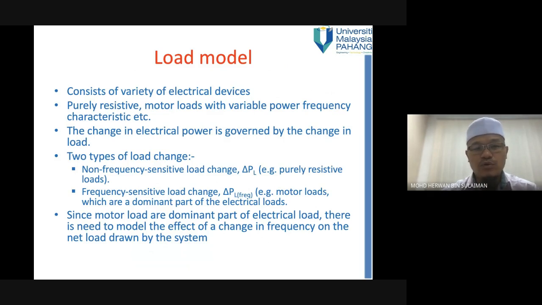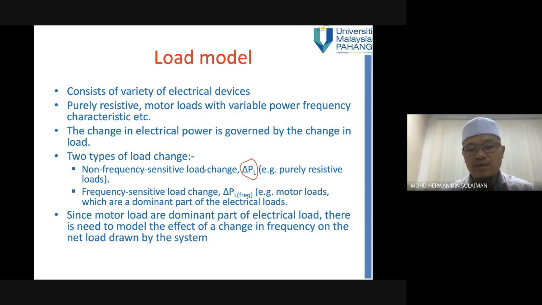Okay, and then we move to the load model. Normally we have a variety of electrical devices, purely resistive, motor loads with variable frequency characteristic, and so on. The change in electrical power is governed by the change in load. Normally when we say the load changes, in terms of electrical power, you either increase or decrease. We have 2 types of load. First, non-frequency sensitive load, delta PL. This is the representation, delta PL, not loss but load, PL, meaning that this is the purely resistive load.